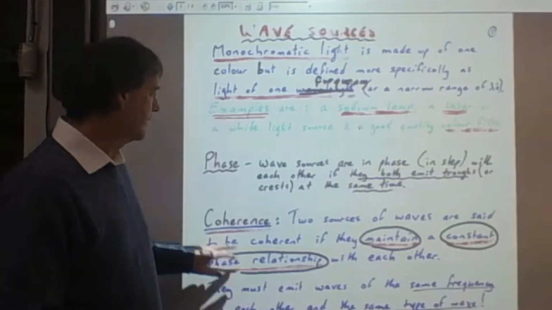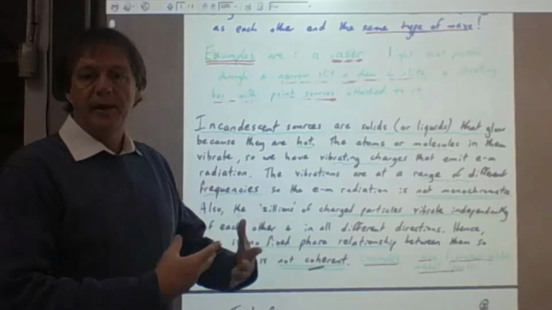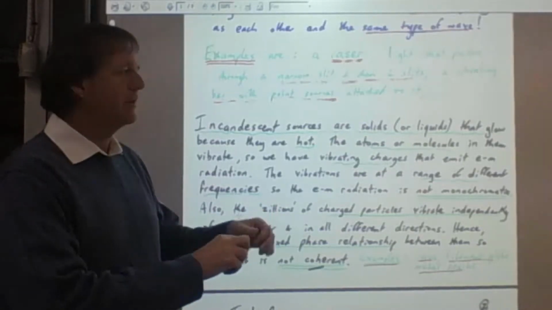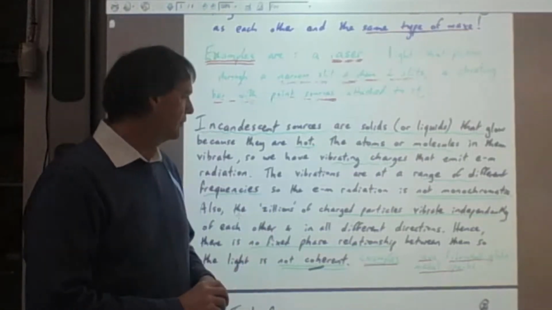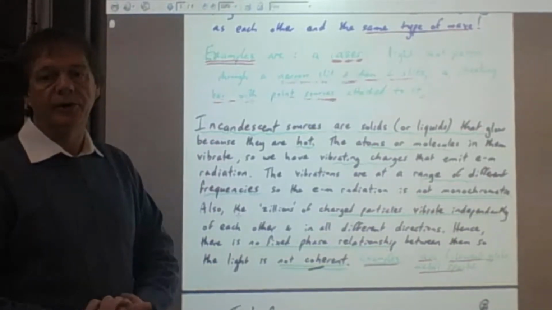Okay, then you get interference patterns. So the best ways of achieving that would be to use a laser or use a narrow slit in front of a pair of slits, and then you can get coherence at the pair of slits, okay? There'll be two coherent sources. Now, incandescent sources like light globes are not coherent nor monochromatic.